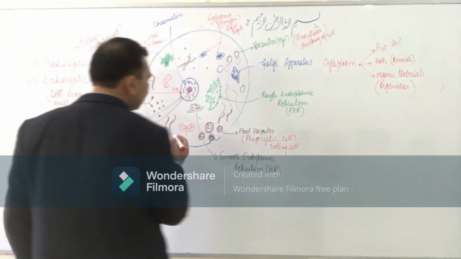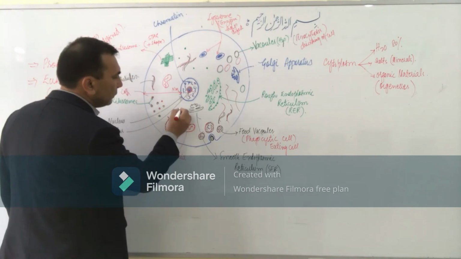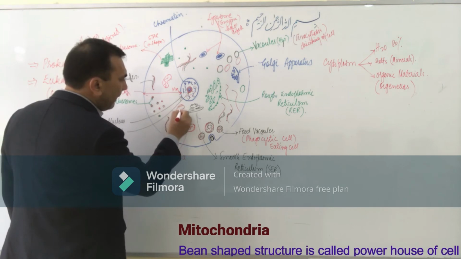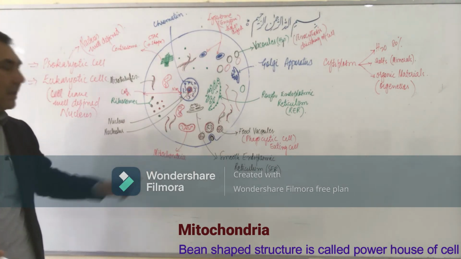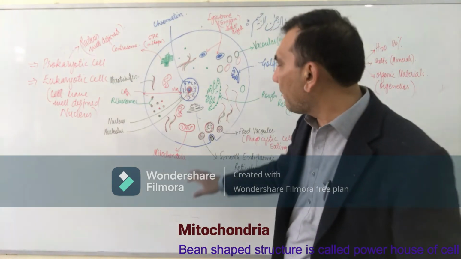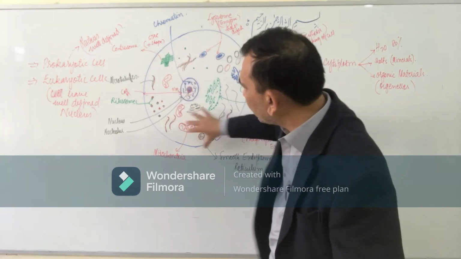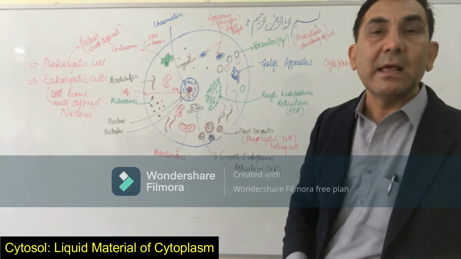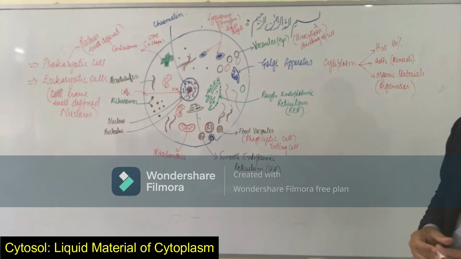Okay, now the last one is the bean shape. You are looking here, this is the bean-shaped structure present inside the cytoplasm. This is called the mitochondria, and these mitochondria are the powerhouse of the cell. And the whole gelatinous material which is present inside the cell is called the cytosol.